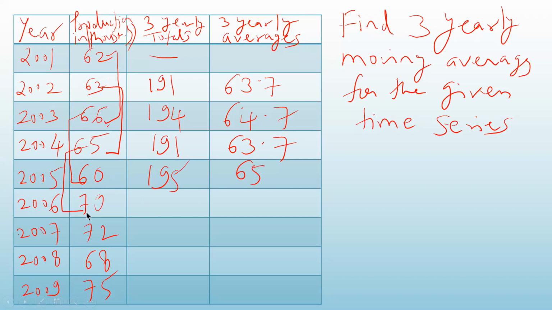Okay. Now the next one. I have to do it for 2006. So I will leave this 65 and take the sum of these three: 60 plus 70 plus 72. That will give me 202.